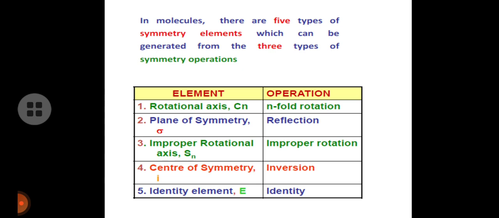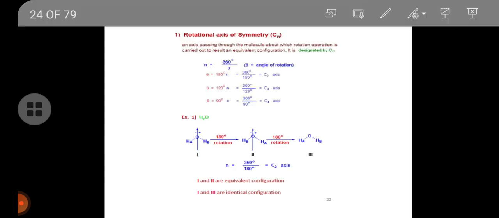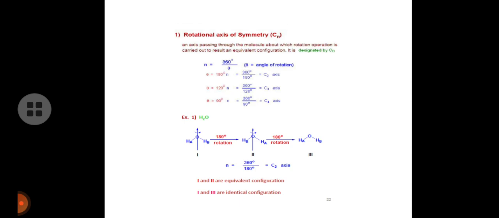Elements and operations: rotational axis, Cn, n-fold rotation. Plane of symmetry, reflection, sigma. Improper rotational axis, Sn, improper rotation. Center of symmetry, which is shown as i, inversion center. Identity element, which is indicated by E. Okay, these are some symmetry concepts.